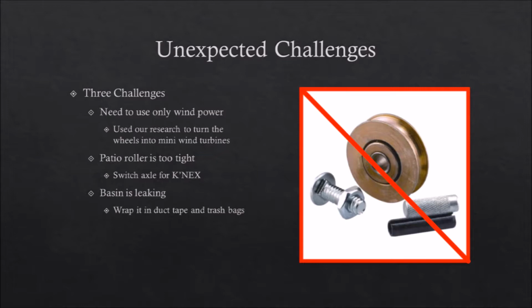Next, our axle wheel would not turn easily enough. We were using a ball bearing that had too much friction for the wind to blow it. We switched the axles out for K'NEX pieces, which worked much better.